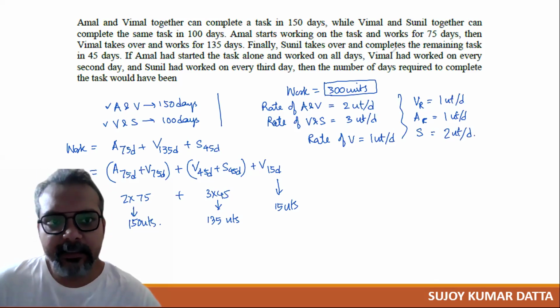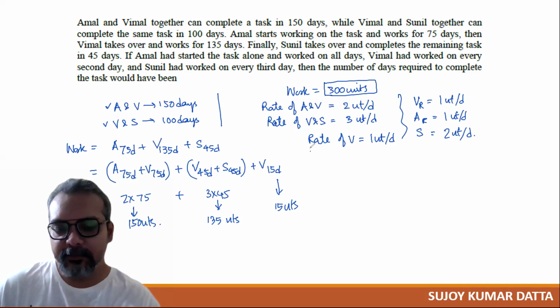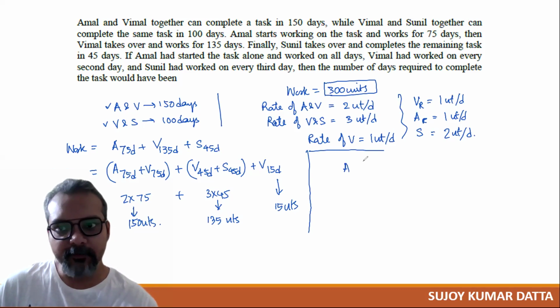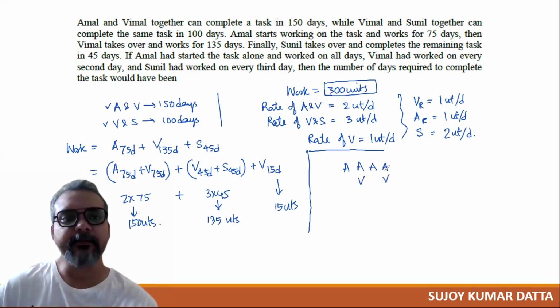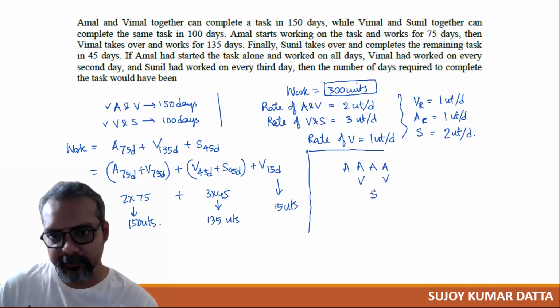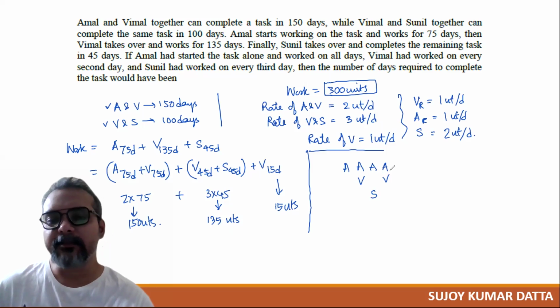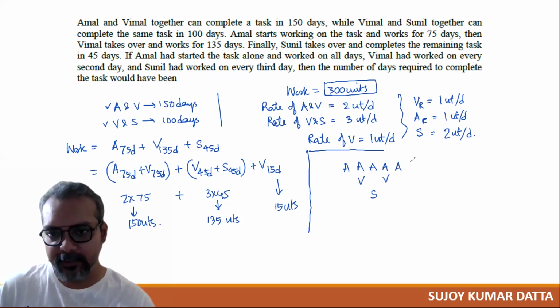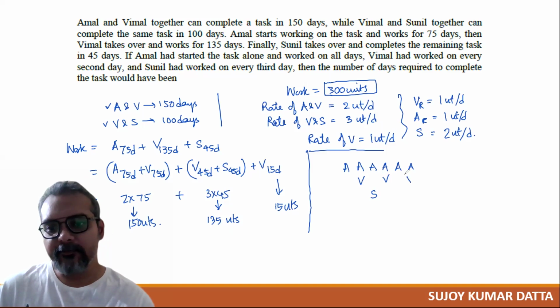Now what they're saying is, if A had started the work alone, okay, so now second scenario, A starts alone, V works on every second day. So V is working on every alternate day, like that. And S is working on every third day. So now the multiple of two and three is six. So if I consider a slot of 6 days, then V has worked on the second, fourth, and sixth, and S has worked on the third and sixth. And then a new cycle of 6 days will come.